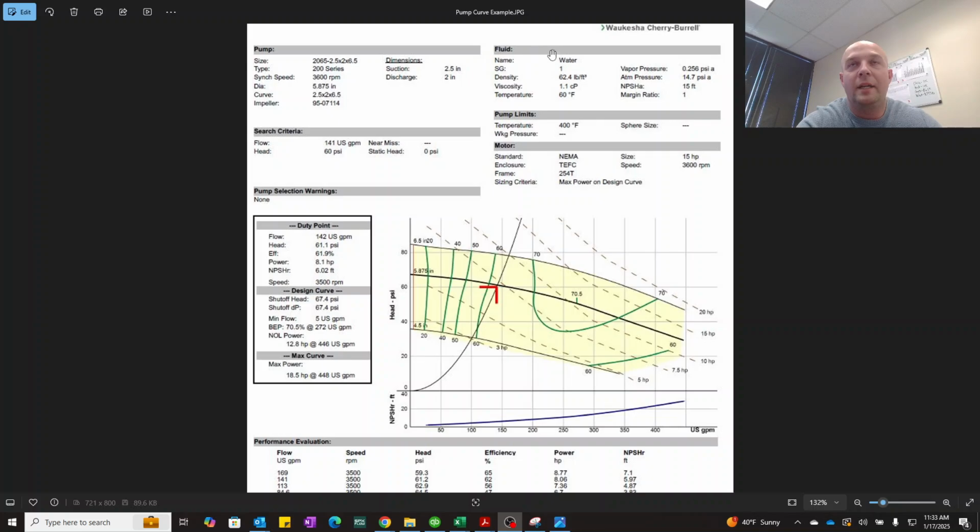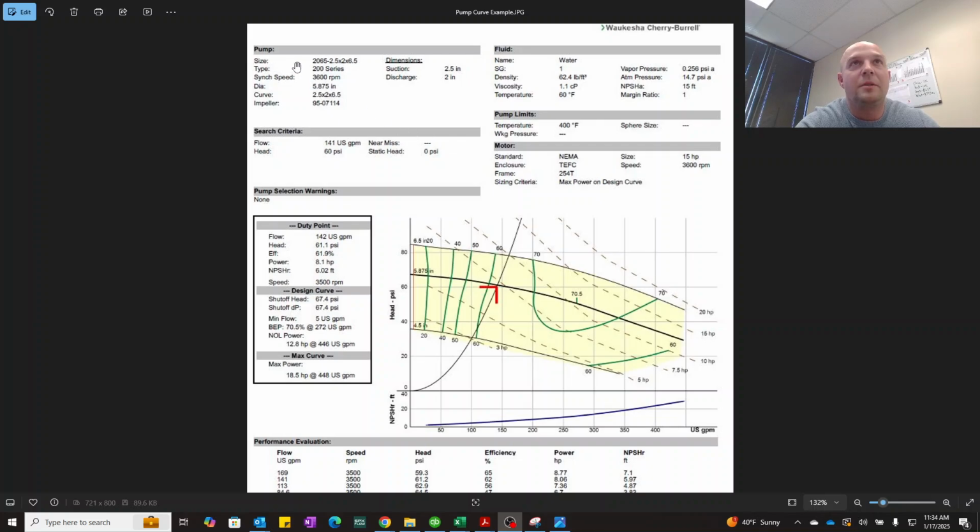Up here to the right, again, this is a pretty standard industry data sheet. We can see that we're pumping water, with a specific gravity of 1. The vapor pressure is 0.256 psi. Atmospheric pressure, this is just in Chicago, so it's 14.7 psia. We have 15 feet of head available, so we have plenty to keep the pump from cavitating. Our temperature is 60 degrees, and the viscosity is about 1.1 centipoise. So it's just water. It's very thin stuff.